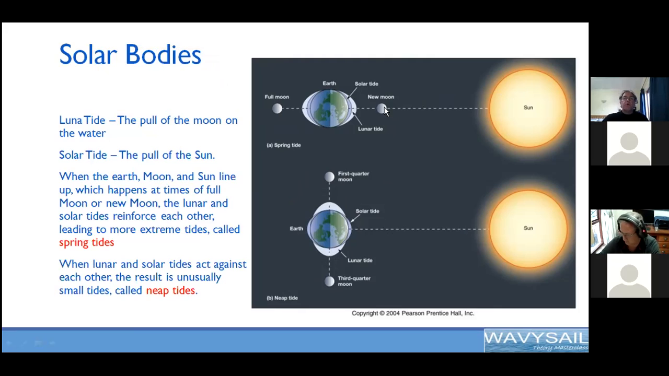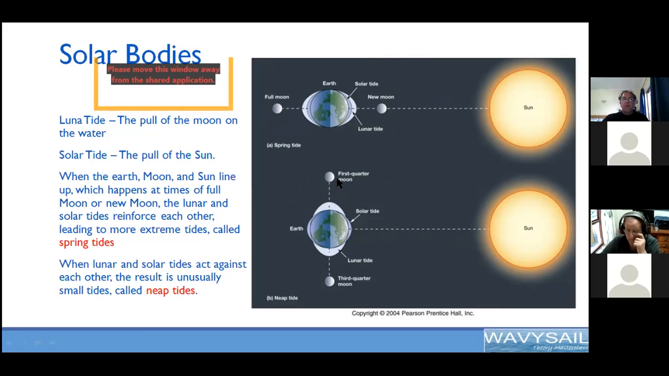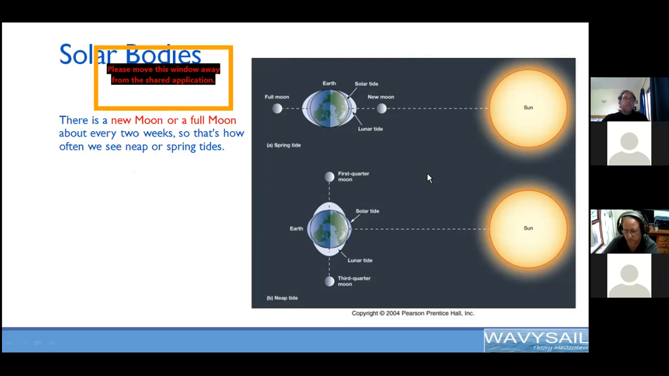So it's the pull of both the moon and the sun together, whether it's either side of the earth or both in line with each other, is your springs, and your neaps is when the moon's pulling one way and the sun's pulling the other. Very basic, pretty standard stuff. Okay, so there's a new moon or a full moon about every 2 weeks. It's not quite, but it's about every 2 weeks. So this is how often we either see a neap or a spring tide. So it's more often than waiting for a full moon every time.